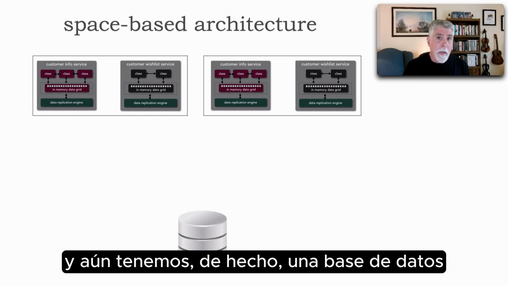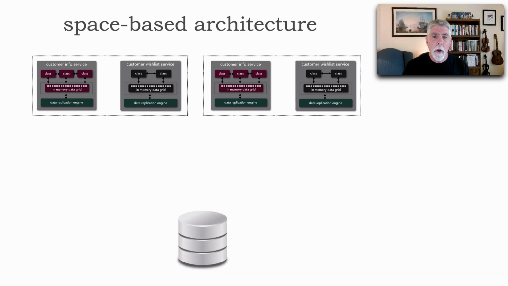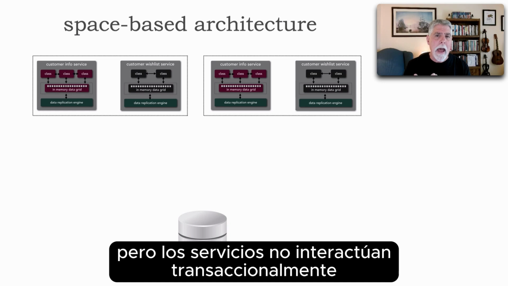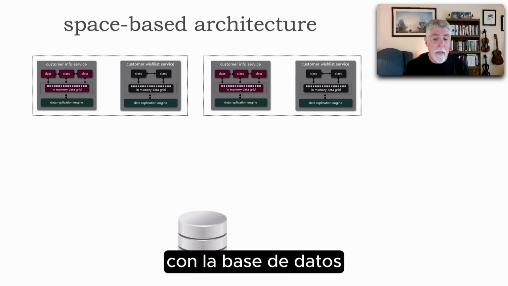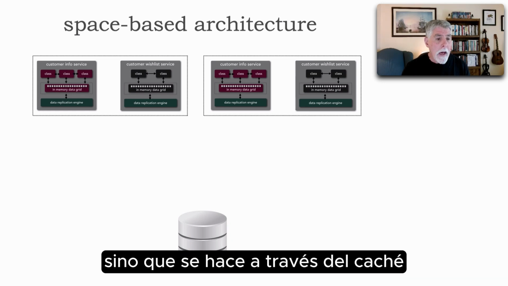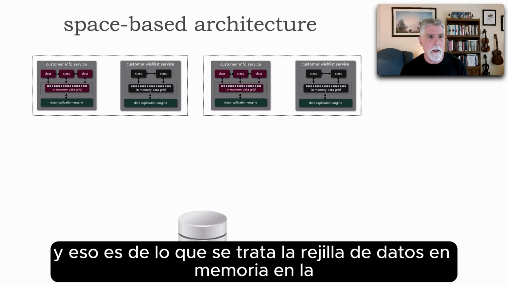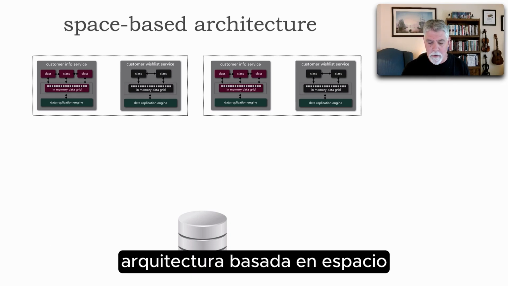And we still have, in fact, a database. But the services don't interact transactionally with that database. But rather, it's done through caching. And that's what that in-memory data grid is all about in space-based architecture.